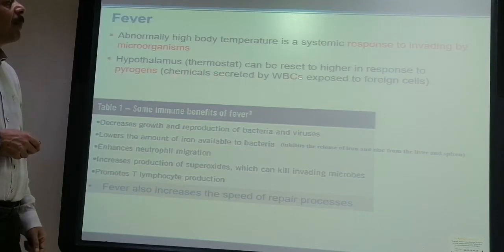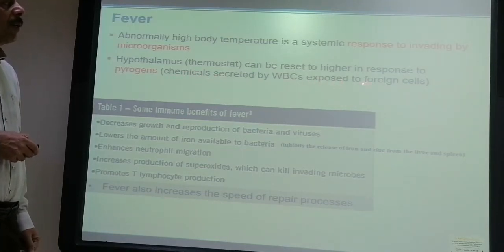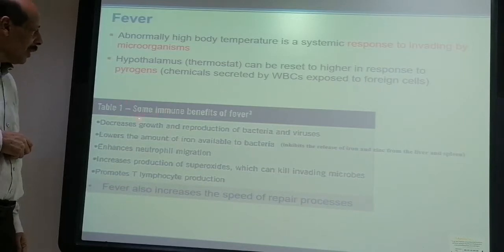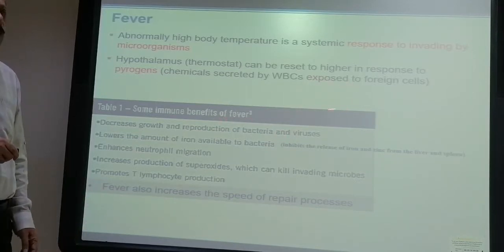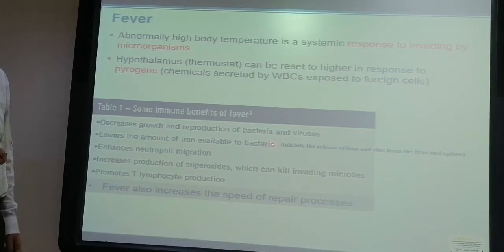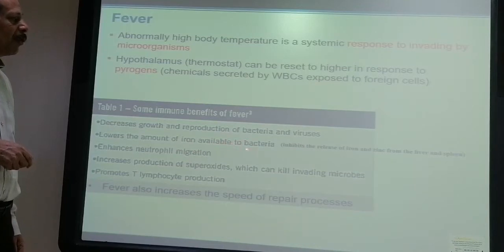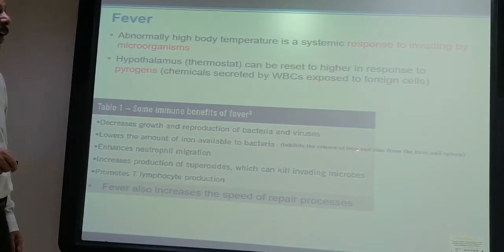So chemical secretion by white blood cells is exposed to foreign cells. Some benefits of the fever: it will decrease the growth and reproduction of bacteria and virus, because mostly bacteria and virus need the normal body temperature in order to multiply, which is 37 degrees centigrade. Also, it lowers the amount of iron available to the bacteria by inhibiting release of iron and zinc from the liver and spleen, which would be used by the bacteria.